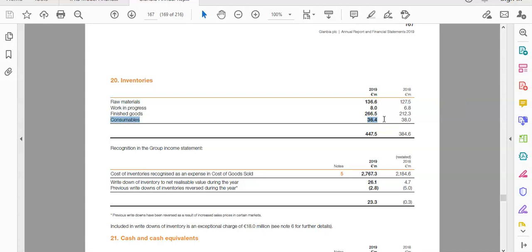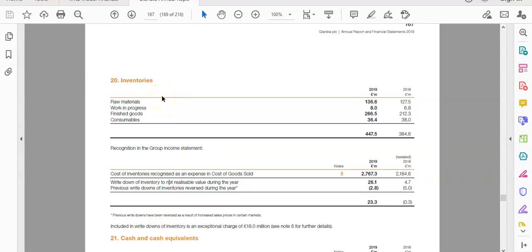The other things you have to disclose as well is how much did you write off of inventory as an expense in cost of goods sold? Was there a write-down of inventory during the year? And was there previous write-downs that were reversed during the year? So you wrote down 26 million because NRV was lower than cost, but for other inventory it actually increased, and you reversed some of that as well, 2.8 million. So see all the disclosures there, right, of what's going on in the question.